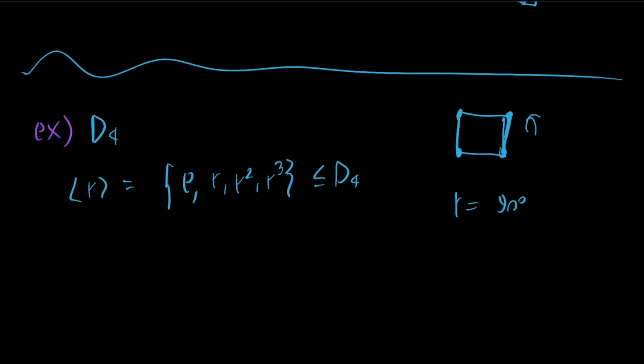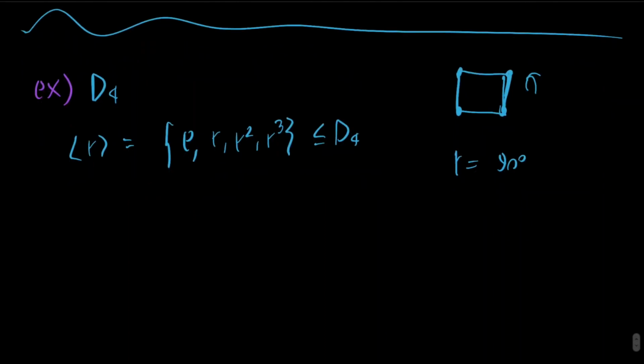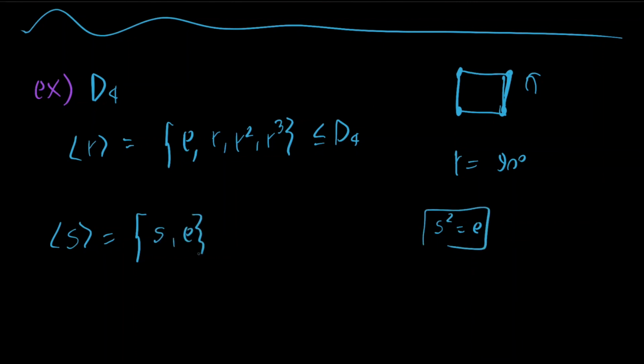Now what if we ask, on the other hand, what is the subgroup generated by a reflection, the one that we call S? Well, since S has order 2, and we will prove in the next video the relationship between the cyclic subgroup generated by an element and its order, but for now let's not talk about it, this will just trivially be S and the identity. And this is again a subgroup of D4.